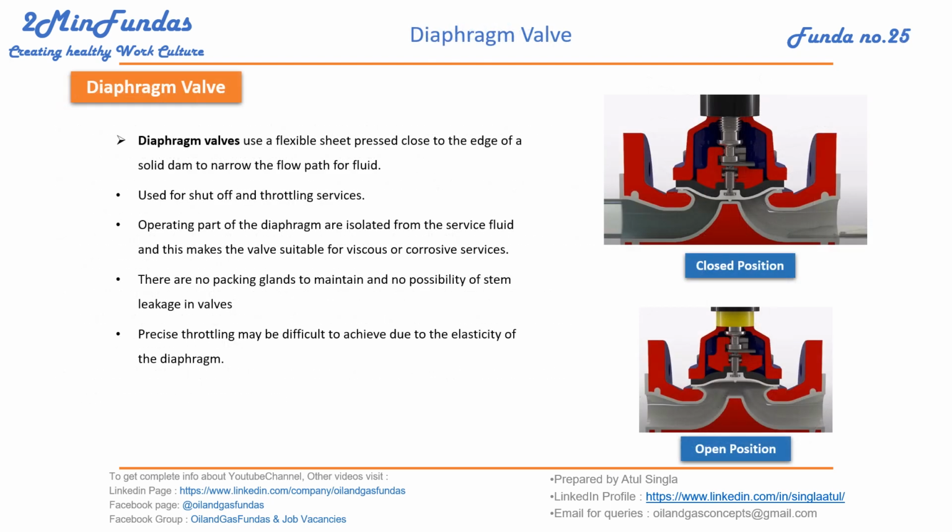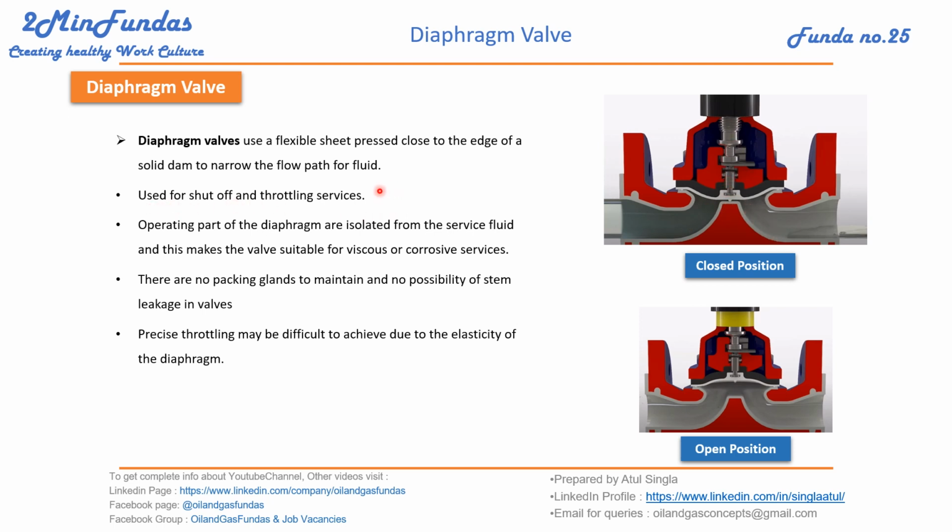Another one is the diaphragm valve. If you see here, we have a diaphragm. It is in a closed position. Then when the same diaphragm is in open position, it looks like this. The flow is moving like this and it can pass through. A diaphragm valve uses a flexible sheet pressed close to the edge of a solid dam to narrow the flow. This is pressed against the flow and it becomes closed.